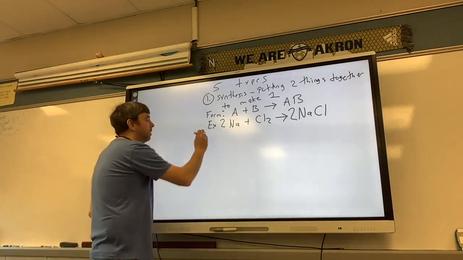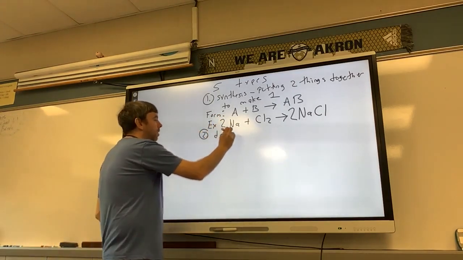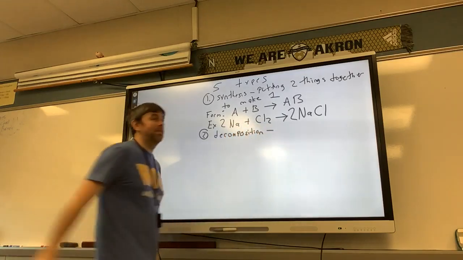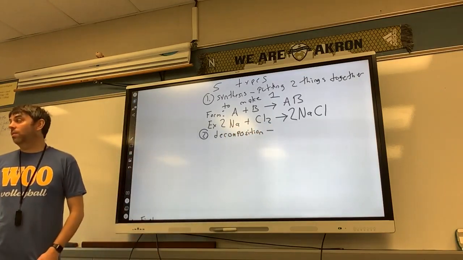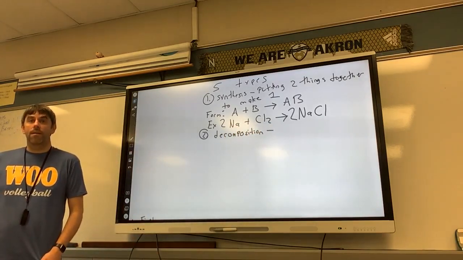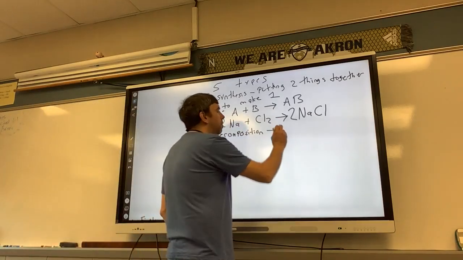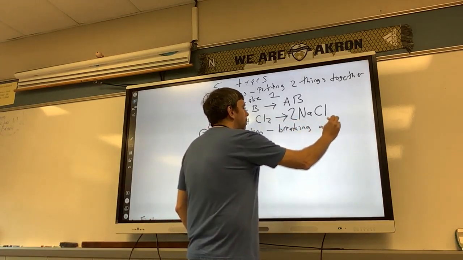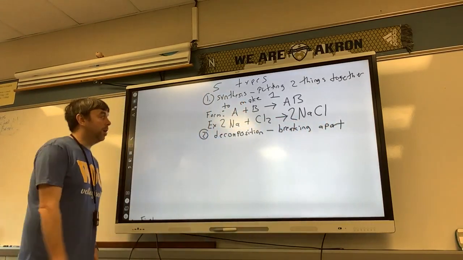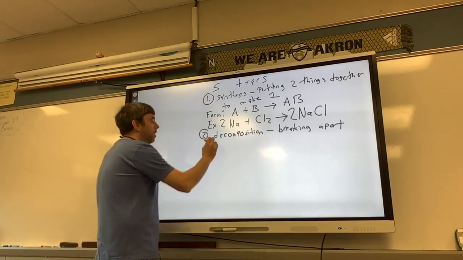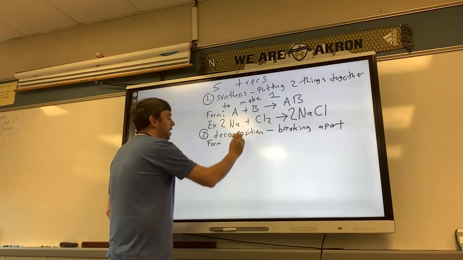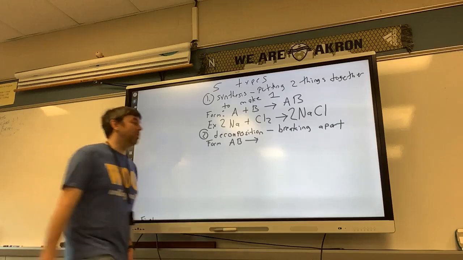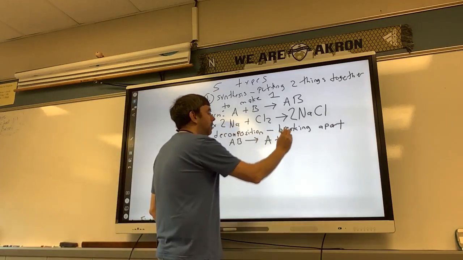Type number 2 is called decomposition. Decomposition is the exact opposite of synthesis. What do you think of when you think of decomposition? Breaking down. Decomposition is breaking apart. So we're ripping something apart. So the form is going to be AB yields A plus B. You got it.